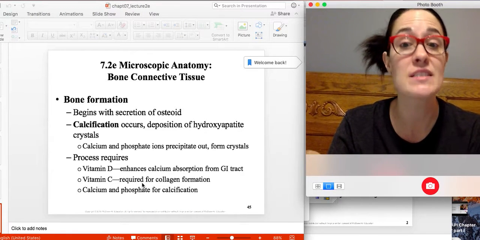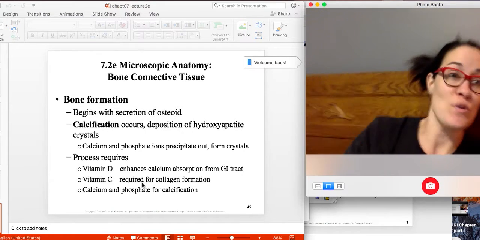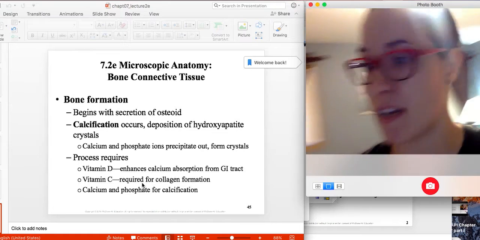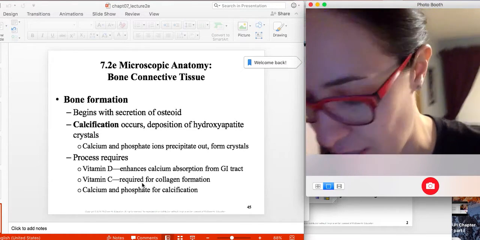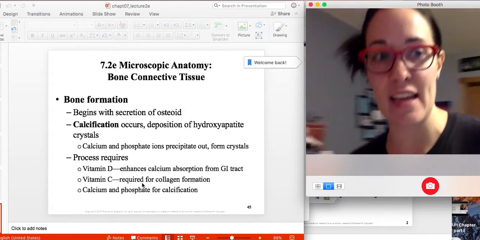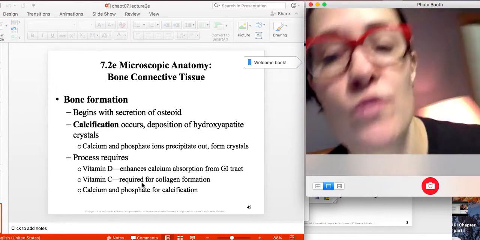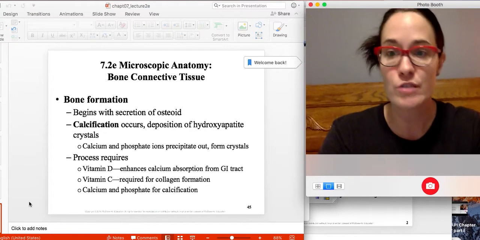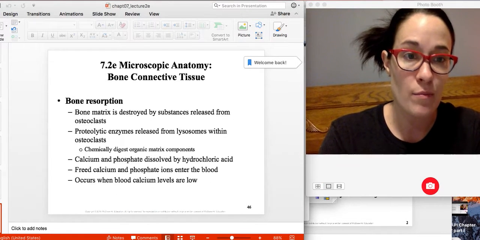Vitamin C is also required for bone growth. We talked about that in the tissues. Vitamin C is needed for proper collagen functioning, and we just learned that collagen is an organic constituent of bone. So you need vitamin C. And then you also need calcium and phosphate to form those inorganic components of the bone tissue.